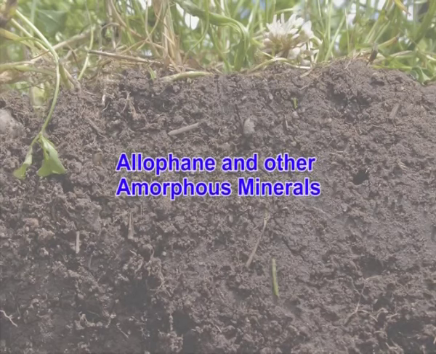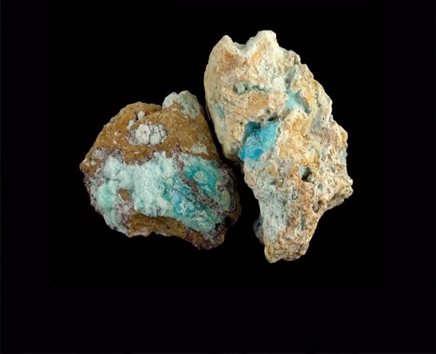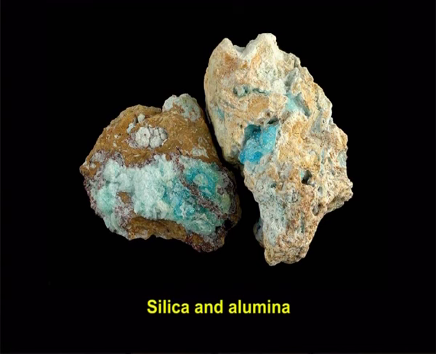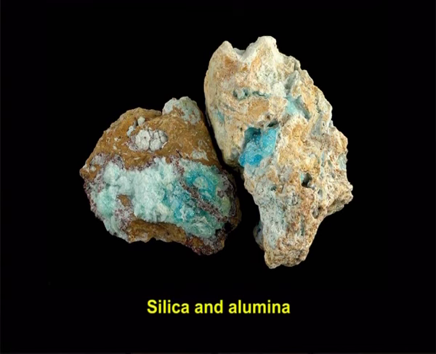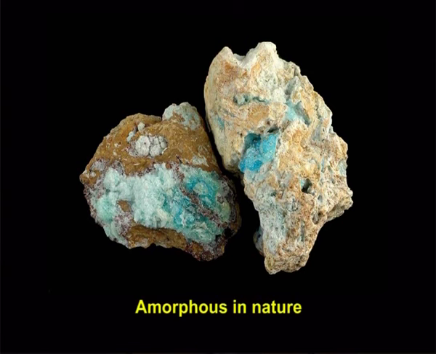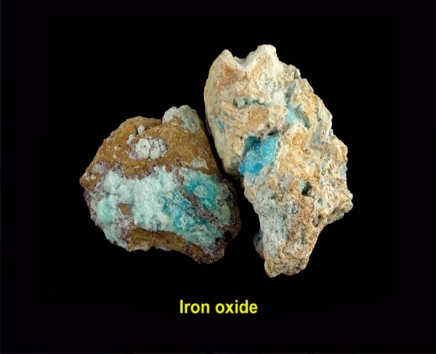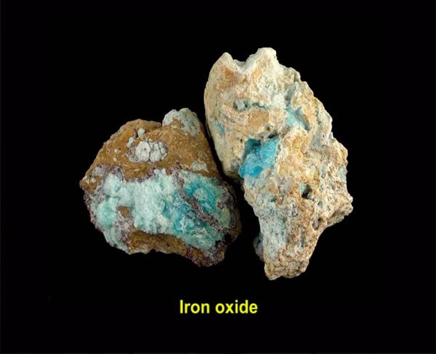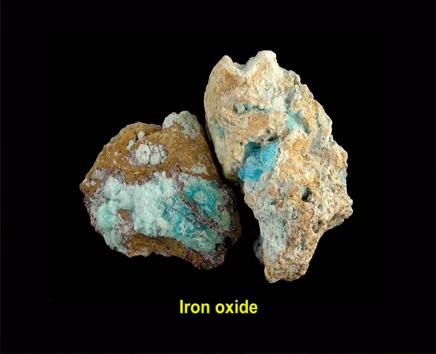Allophane and other amorphous minerals. These silicate clays are a mixture of silica and alumina. They are amorphous in nature. Even a mixture of other weathered oxides like iron oxide may be a part of this mixture.